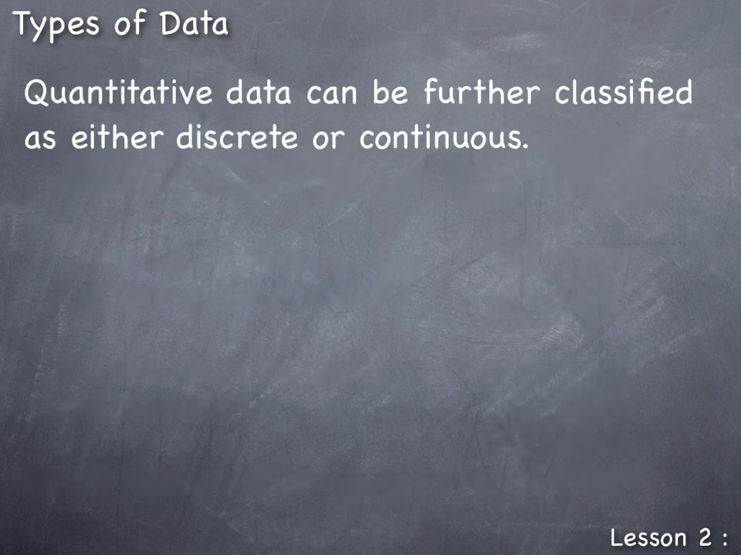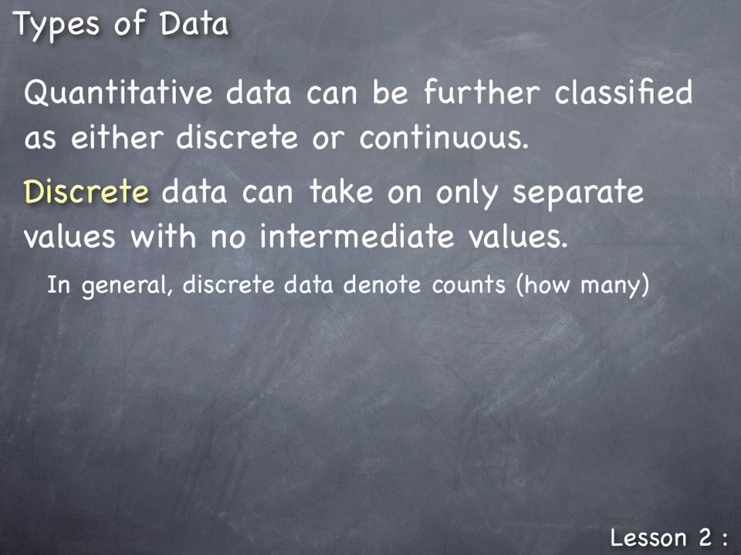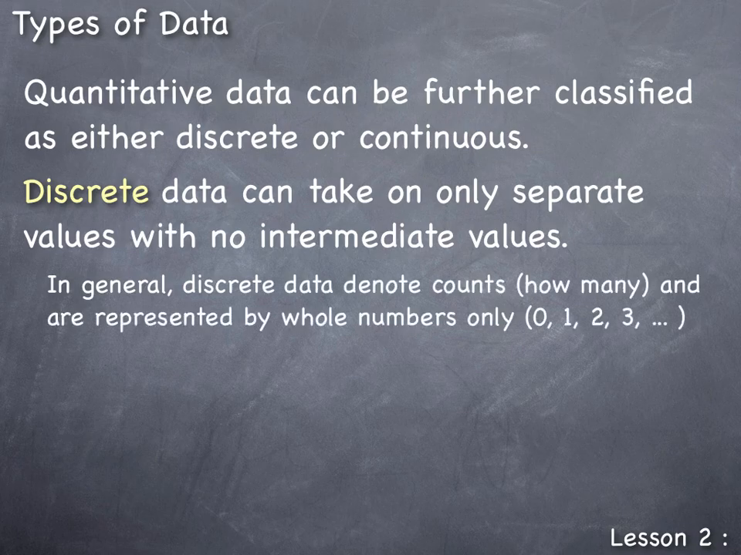Quantitative data can be further classified as either discrete or continuous. Discrete data can take on only separate values with no intermediate values. In general, discrete data denote counts, that is, how many, and are usually represented by whole numbers only, such as 0, 1, 2, and 3.